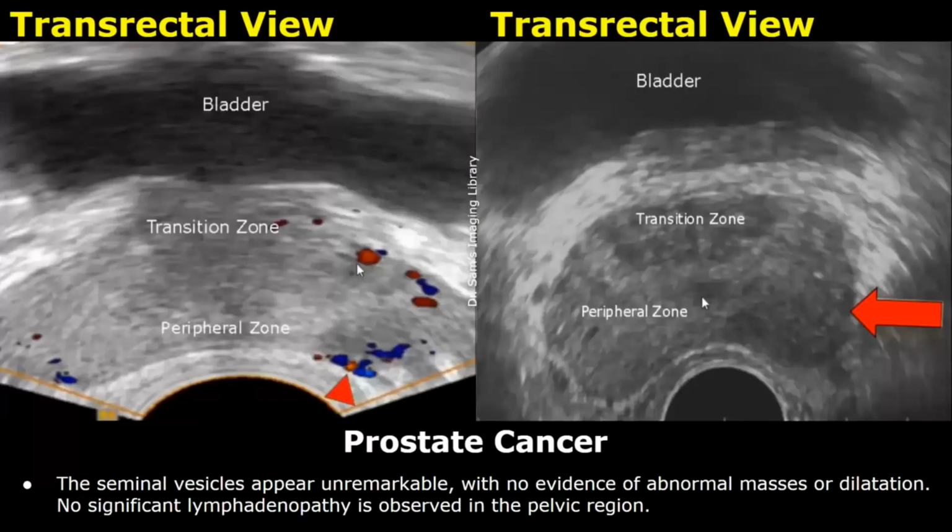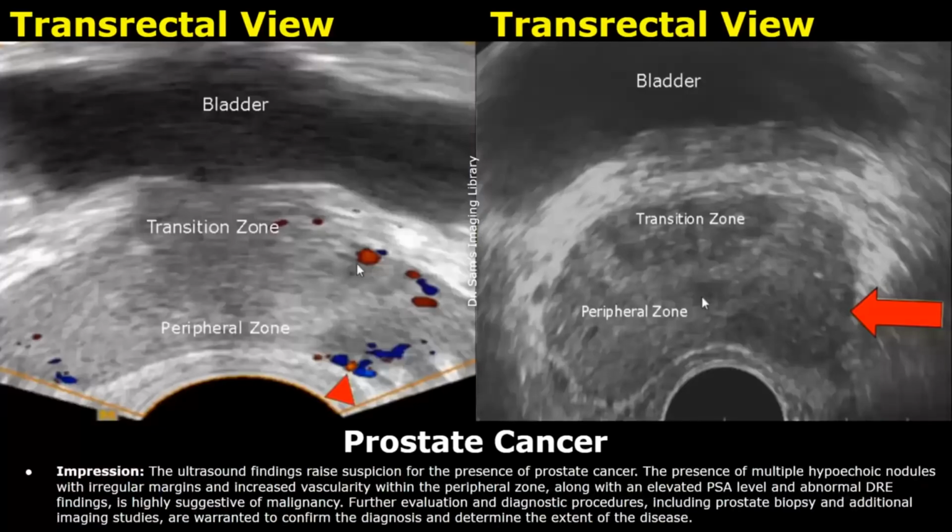You can also mention if there is any significant lymphadenopathy observed within the pelvic region. You can write these findings in the impression as well, and in the end you can advise further evaluation and diagnostic procedures including prostate biopsy and additional imaging studies to confirm the diagnosis and determine the extent of the disease.